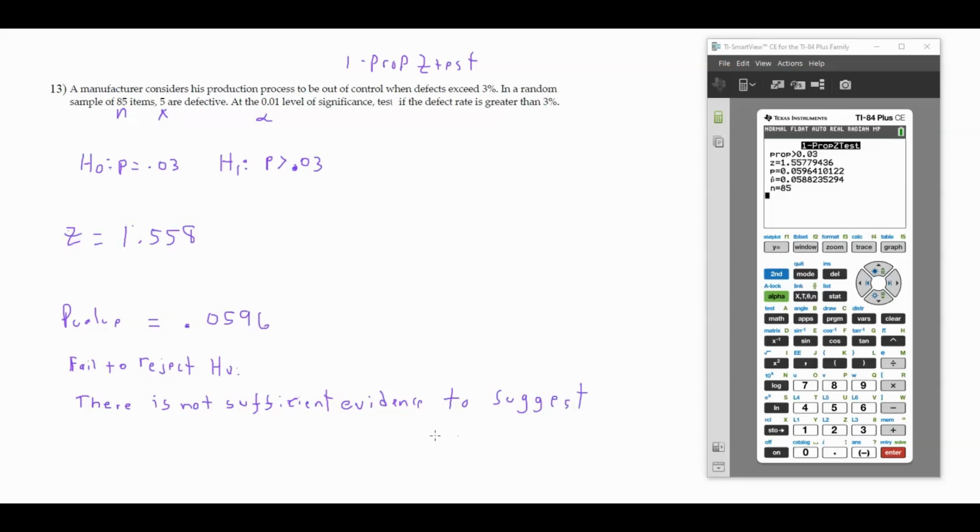So some wording similar to this. There is not sufficient evidence to suggest this right here, which is the defect rate. That's the proportion of defects, right? So the defect rate is greater than 0.03, which is 3%, the way it's worded in the original problem. Using the context of the problem here, greater than 3%. Okay, so that is your conclusion for this problem.